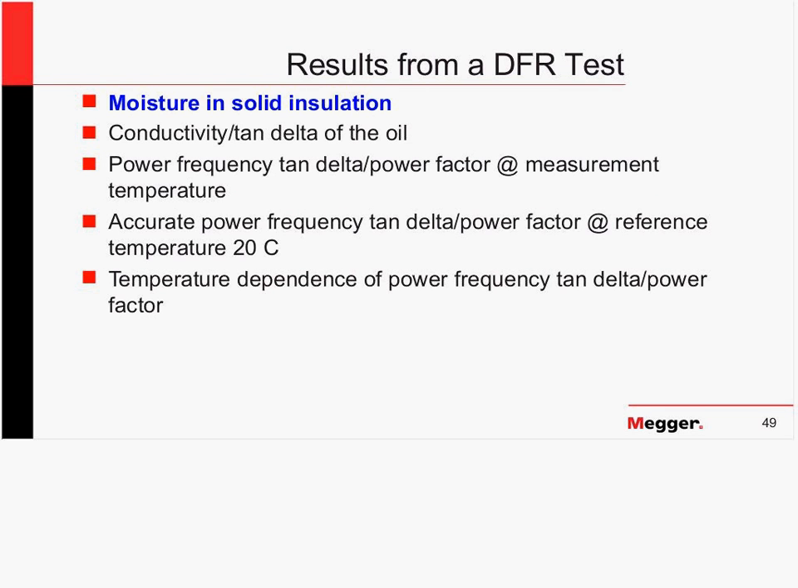What do you get from a true DFR measurement? You get a very reliable assessment of the moisture in your solid insulation. It also provides you the conductivity of the oil. It gives you your power factor at whatever measured temperature, and an accurate power factor at your reference temperature, 20 degrees C. So you can see that ITC is integrated, at least with Megger's solutions, with their DFR test. And then it will provide you the temperature dependence of your power frequency power factor results.